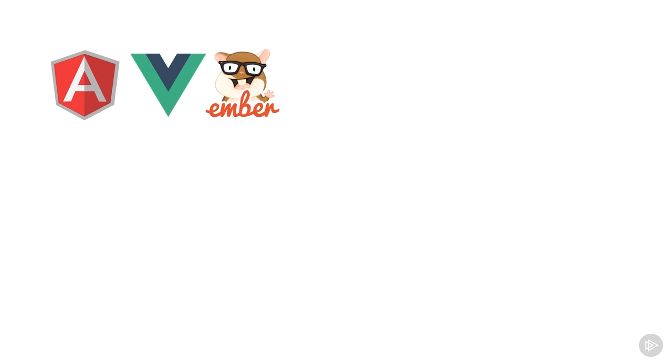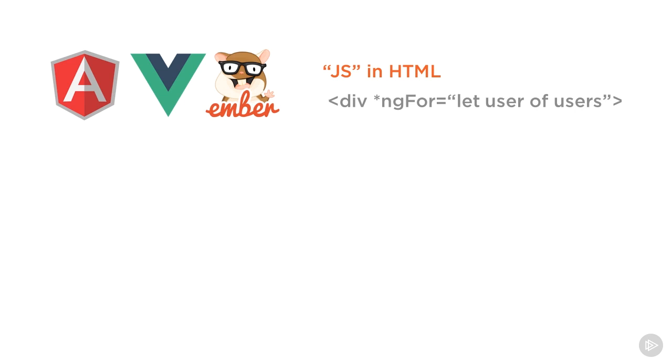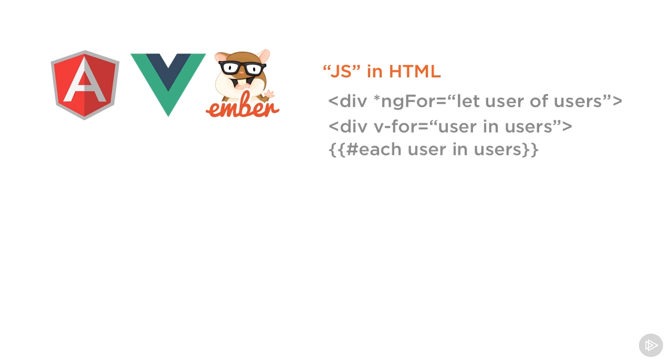Traditional libraries like Angular, Vue, and Ember seek to enhance the power of HTML by inventing their own syntax for simple operations like looping. For example, in Angular you say *ngFor let user of users. In Vue you say v-for user in users. And in Ember you say #each user in users.